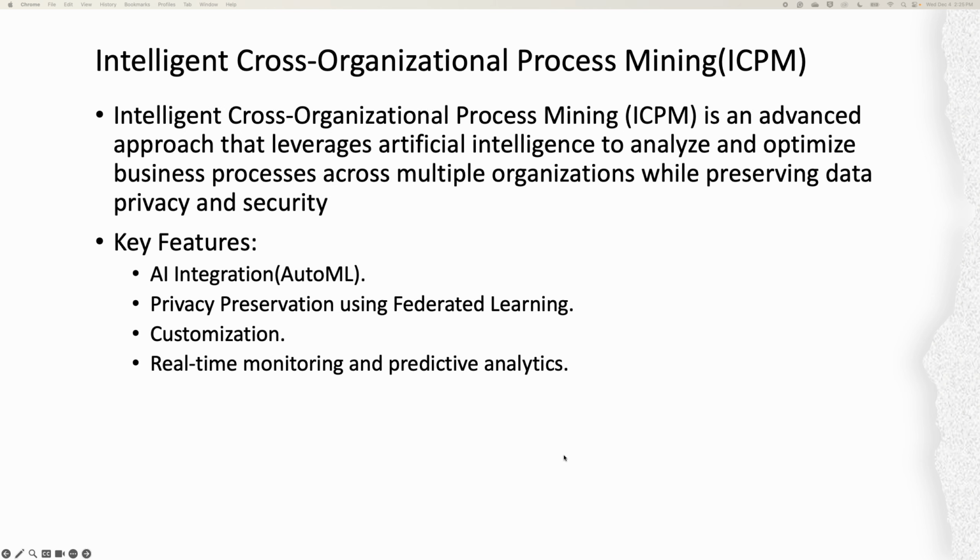And then moving on to what exactly is intelligent cross-organization process mining. So ICPM extends traditional process mining by enabling collaboration across organizations, while also ensuring data privacy, which is the most important point. It integrates AI, federated learning, and customization to provide real-time monitoring and predictive analysis. I would say ICPM is crucial for optimizing complex, interconnected business processes in modern supply chains and ecosystems. As you can see, these are a few of the key features.